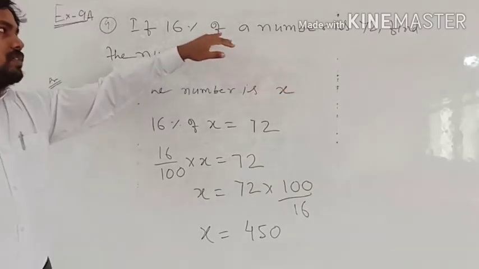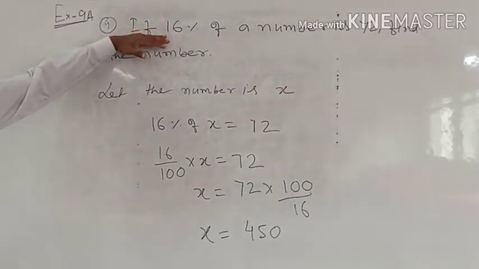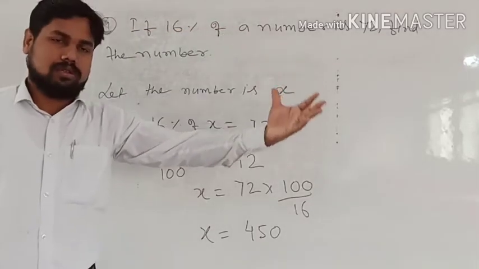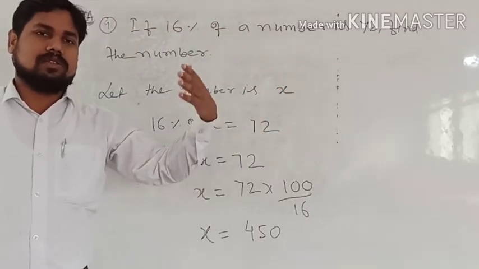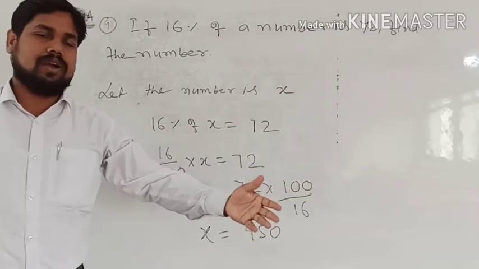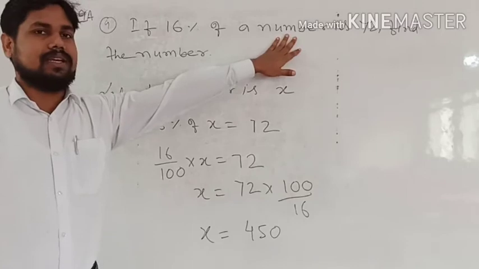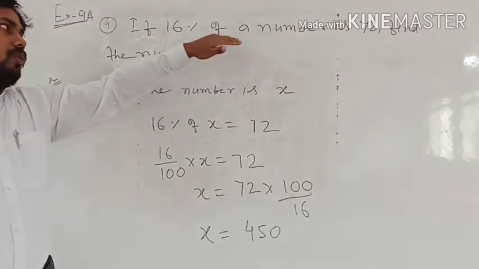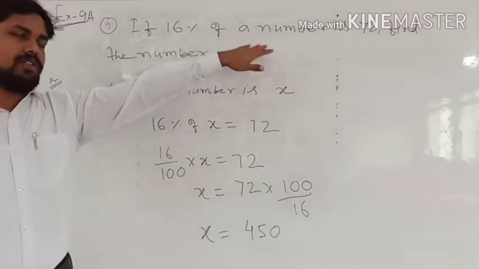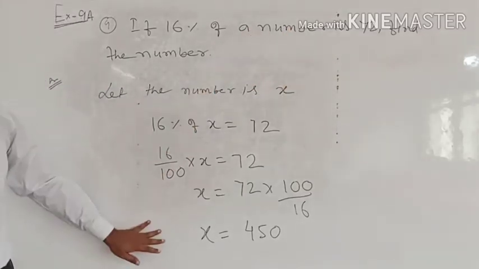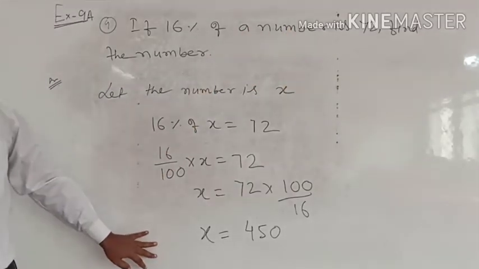This is how you can find the number if a percentage of it is given. We can take more examples too, like if 20% of a number is 486, what is the required number? We will consider the number is x. That much percentage of x is equal to the given number, and then after calculating you can find out the particular value. Okay.